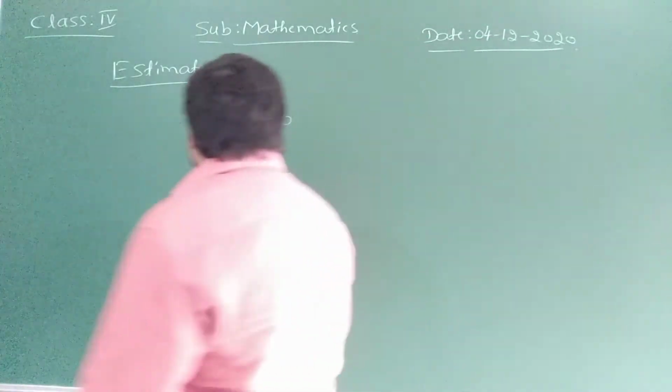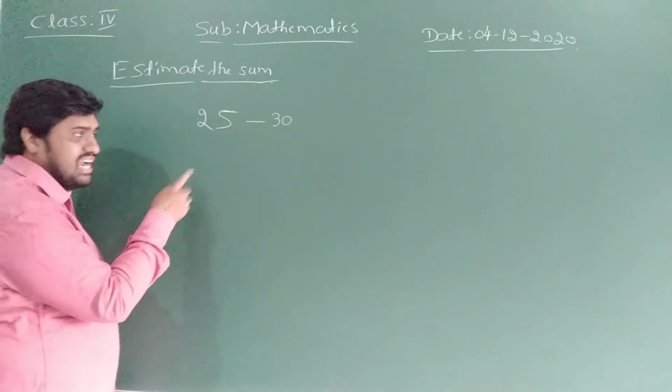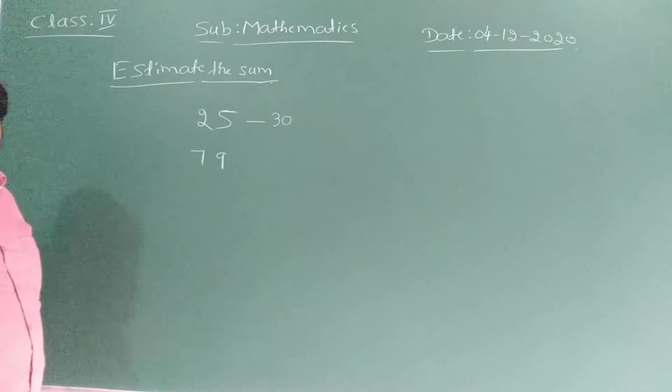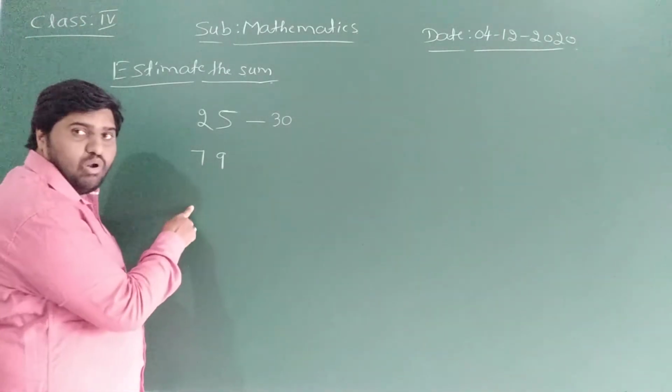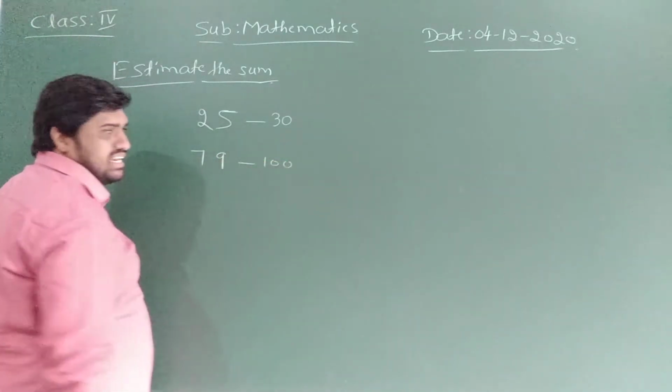Okay. Now similarly, here I am going to round off to the nearest 100. For example, 79 is there. I am going to round off to the nearest 100. Now tell me, 79, how to round off? 79 is near to 100. Therefore we can write it as 100.